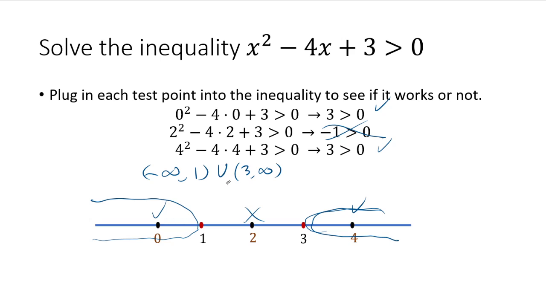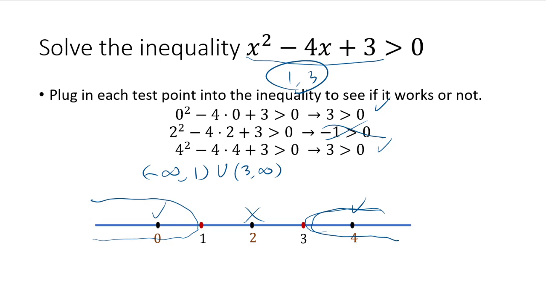Now, make sure that your endpoints are indeed the zeros you found. See, the zeros of this were 1 and 3, right? So endpoints are 1 and 3, so that's good. Okay, if these numbers don't appear in your final answer, then something's not right. Okay, so that's how you do this.